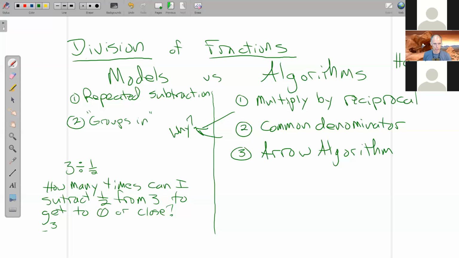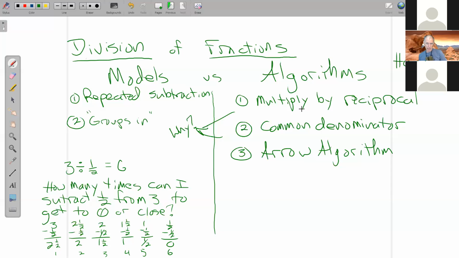So 3 minus 1/2 is 2.5. And 2.5 minus 1/2 is 2. And 2 minus 1/2 is 1.5. And 1.5 minus 1/2 is 1. Just keep going until we're done. 1 minus 1/2 is 1/2, and 1/2 minus 1/2 is 0. So I finally get to 0 after 1, 2, 3, 4, 5, 6 subtractions. So according to this, 3 divided by 1/2 should be equal to 6.